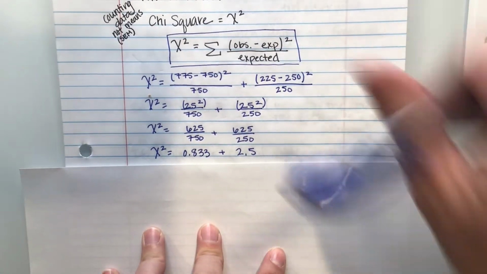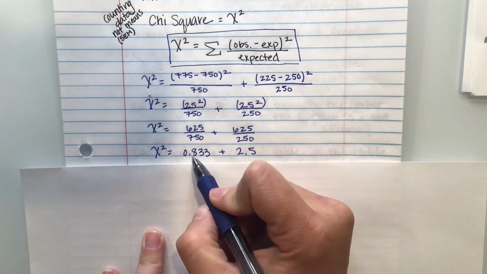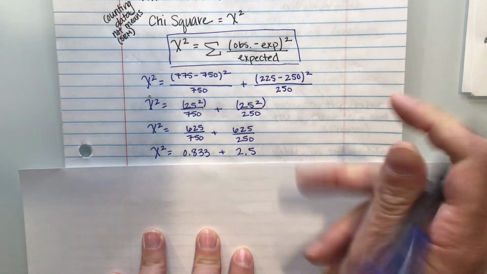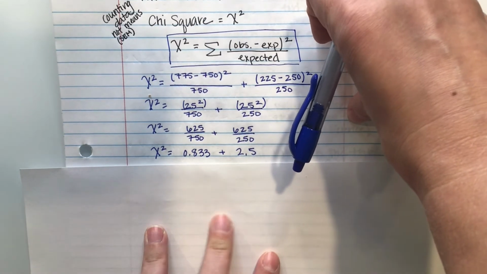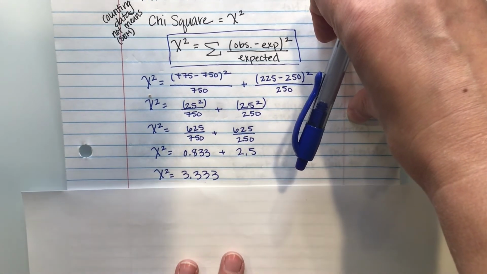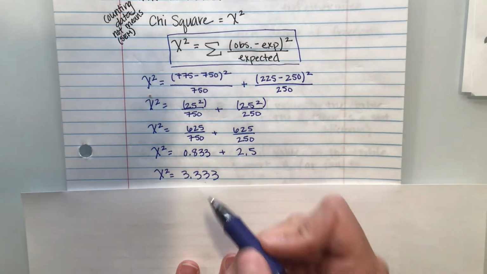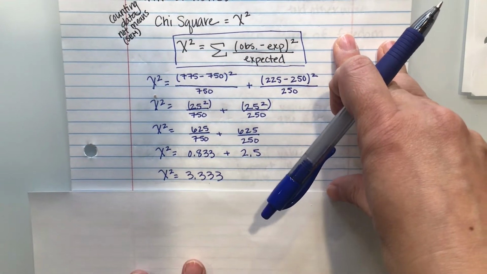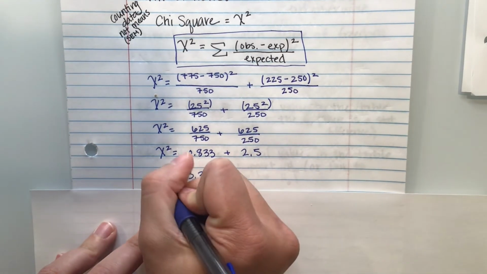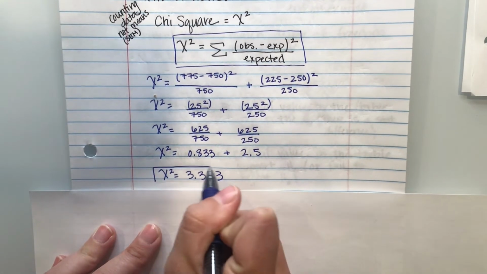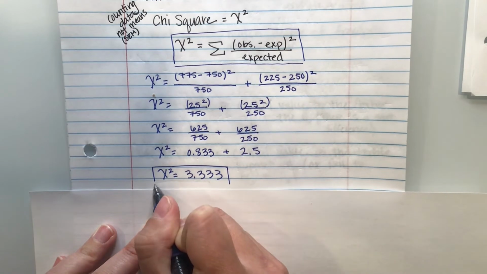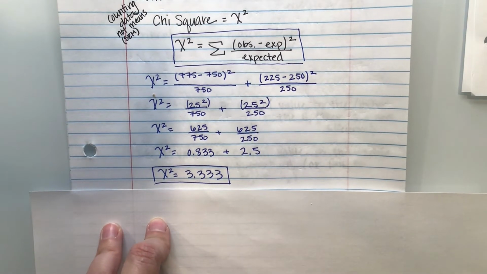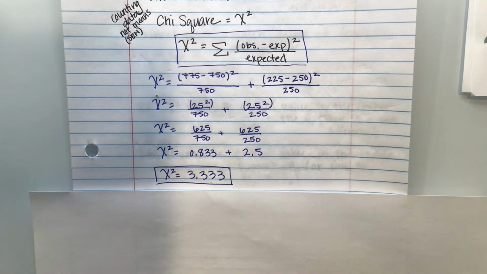And we can go ahead and start changing that into decimals. It becomes 0.833 plus 2.5. And yeah, you're going to have to do that on your calculator. We add those two values together. And that gives us that our chi-squared value for our data is 3.333. And I'm going to go ahead and box that. So that's our chi-squared value for our data here.